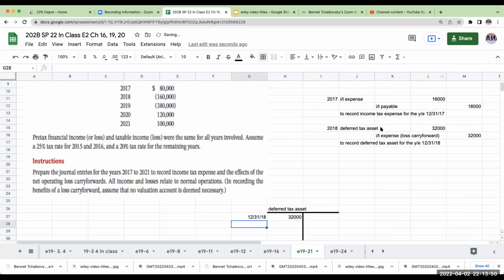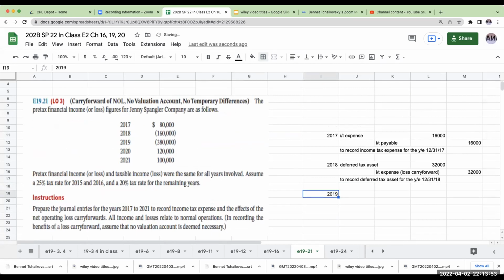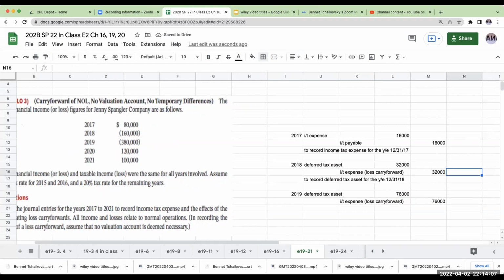Okay, let's go over here to 12/31/19. For 2019, I'm going to have the same thing. It's going to be a credit to income tax expense, or a loss carry forward, for 380,000, and it's actually incorrect. This is going to be 380,000 times my tax rate of 20%. This is 80 times 0.2. This is 160 times 0.2. This is going to be 380 times 0.2. So this is to record the deferred tax asset for the year ended 12/31/19.